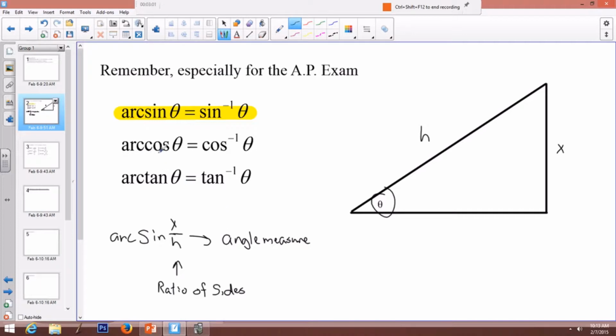So just quickly revisiting that, it's the same for arc cosine. If I have the ratio of, we'll call this A, the adjacent side to the hypotenuse, I will get the angle using arc cosine. And if I have the ratio of the opposite to the adjacent side, it will also return that angle measure. So the inverse trig functions find angle measures, the regular trig functions find ratios of sides.